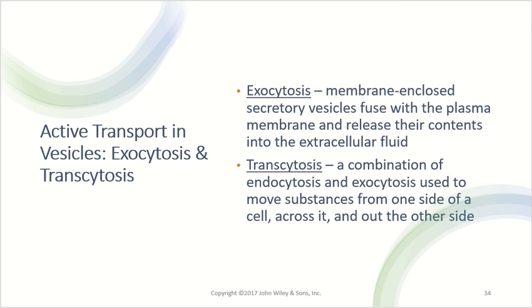So next we have exocytosis and transcytosis. Exocytosis is pretty simple. This is when a membrane-enclosed secretory vesicle is going to fuse with the plasma membrane, and it's going to release the contents into that extracellular fluid. And then transcytosis is simply going to be a combination of endocytosis, where we're bringing something into the cell, and then exocytosis. And this is used to move substances from one side of the cell across that cell and then out the other side.